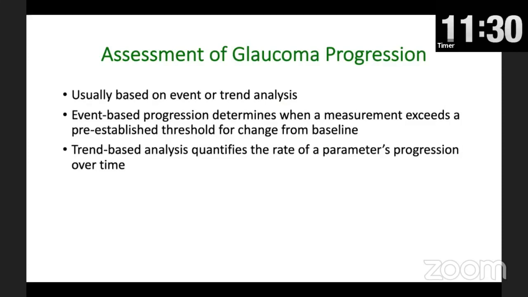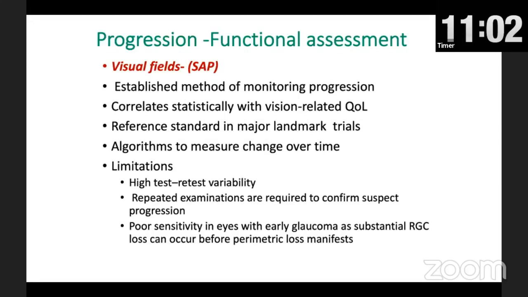If you draw it and follow up over time, sometimes that can also give you an idea whether things are progressing. When you look at glaucoma progression by tools, let's say by autoperimeters or OCT, we are looking at event or trend analysis, and you'll hear more of it from Dr. Praveen and Manish in the coming talks. The event-based progression determines when a measurement exceeds a pre-established threshold for change from baseline, and we'll see some pictures. And the trend-based analysis quantifies the rate of parameter progression over time, whichever parameter you're looking at.